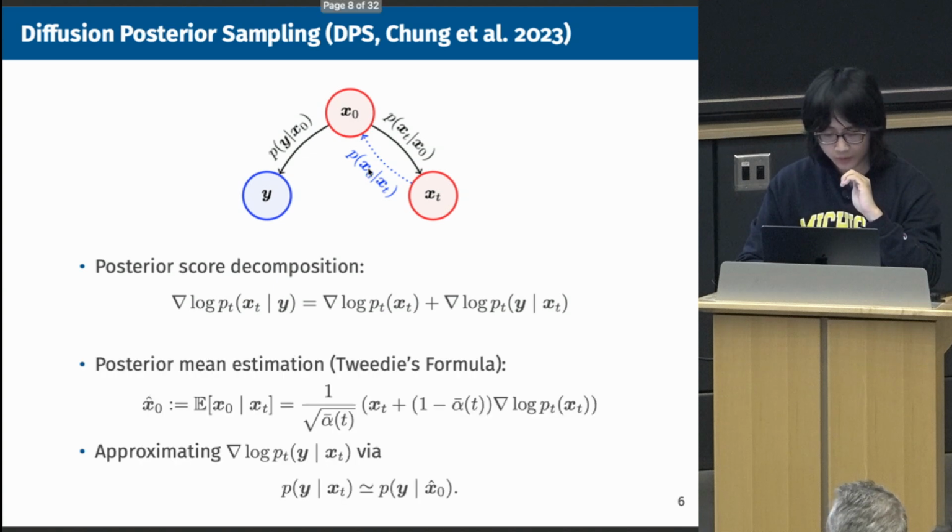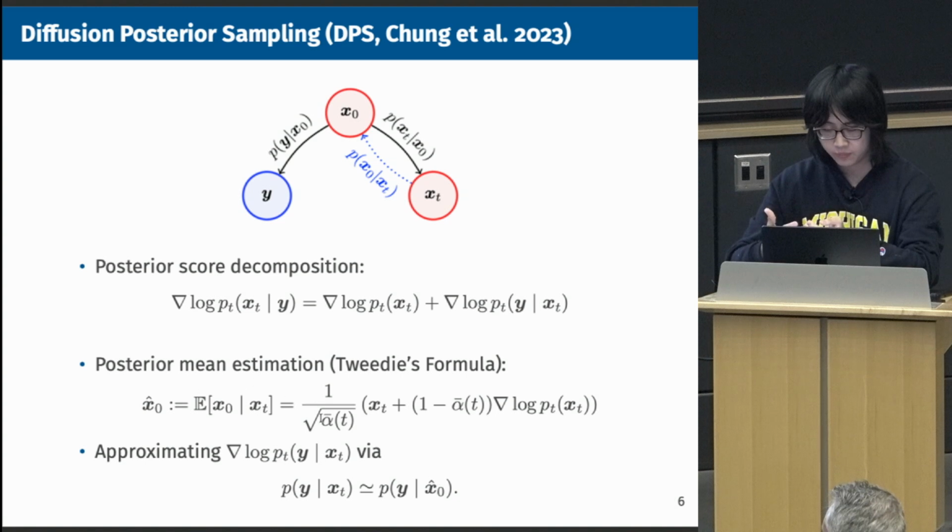So what people do, in a very popular approach called diffusion posterior sampling, is that instead of computing this exactly, it uses an approximation. It replaces this gradient term with the following likelihood: the likelihood of the measurement given the clean data sample. And they get this clean sample using the so-called Tweedie's formula.